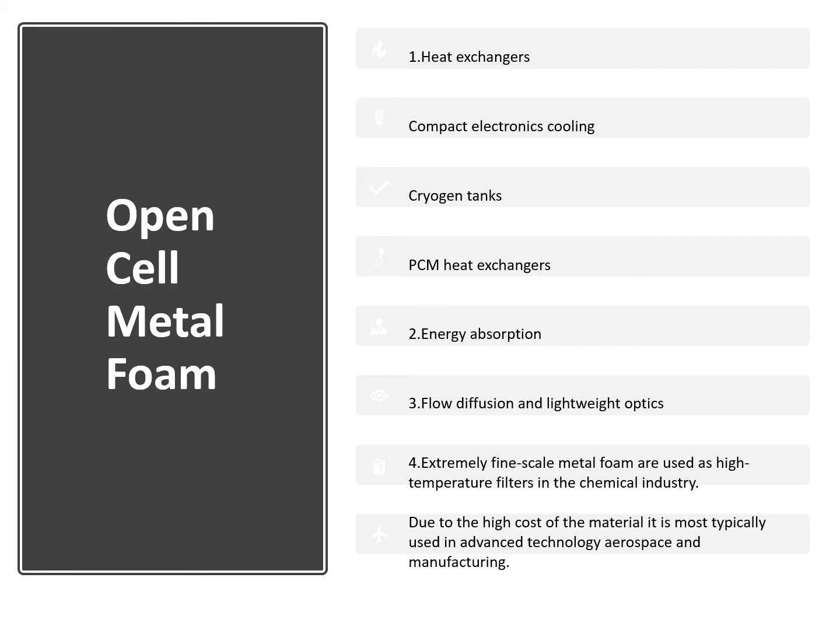In this slide, we'll be talking about the applications of open cell metal foams. Open cell metal foams are used in heat exchangers, such as combat electronics cooling, cryogen tanks, and PMC heat exchangers. They are also used in energy absorption, flow diffusion, and lightweight optics. Extremely fine-scale metal foams are used as high-temperature filters in the chemical industry. Due to the high cost of the material, it is most typically used in advanced technology, aerospace, and manufacturing.